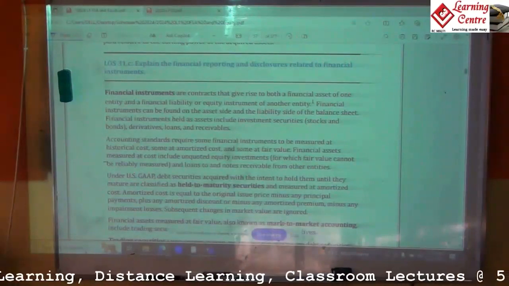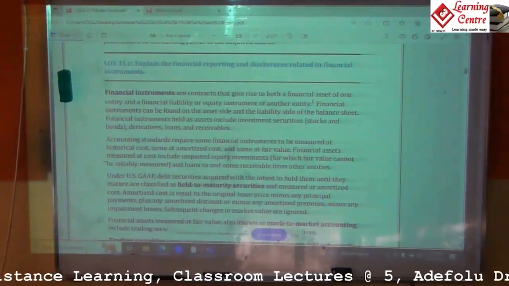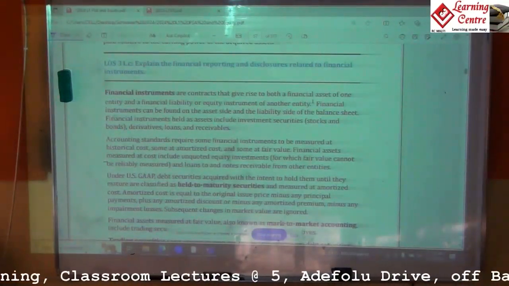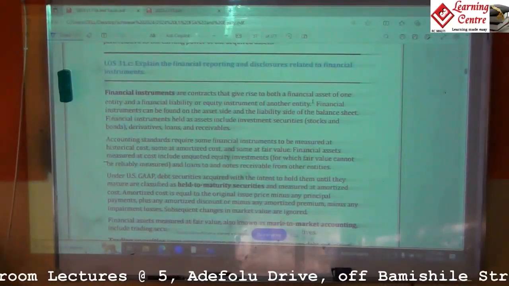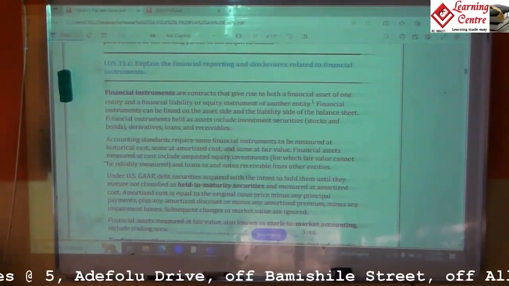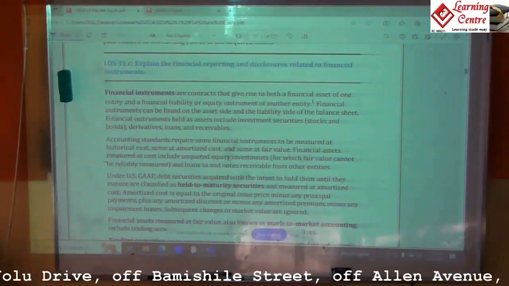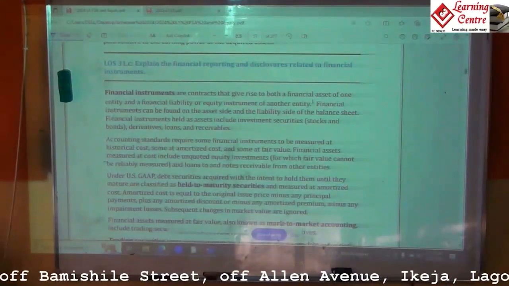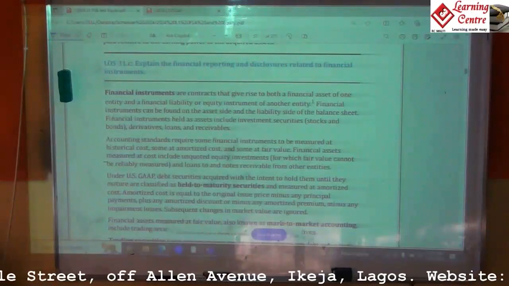Can I continue? Okay, so where did we stop? Property, plant, and equipment: cost or revaluation model. While US GAAP says we treat it using the cost model.